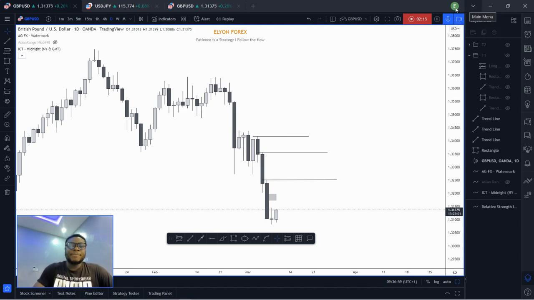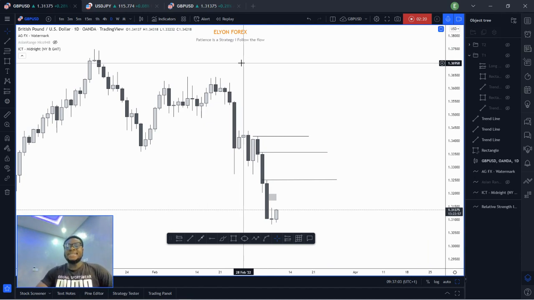Remember, the first thing we have to do when we come on the chart is we need to understand the order flow of the market. Where is the market going to, or where is the market trending to? Where are the big boys, where are the big banks trading to? What direction are they trading to?